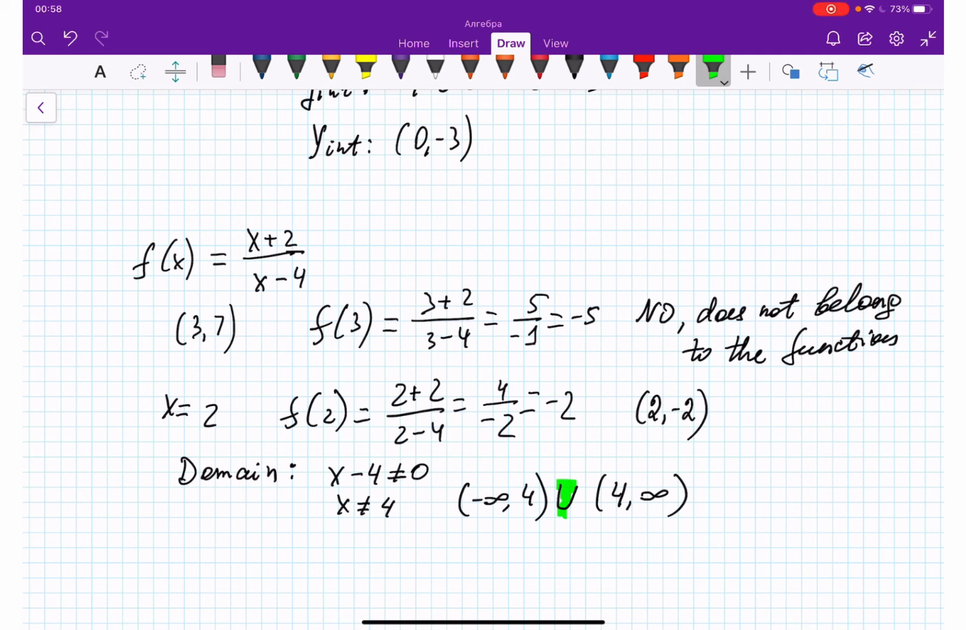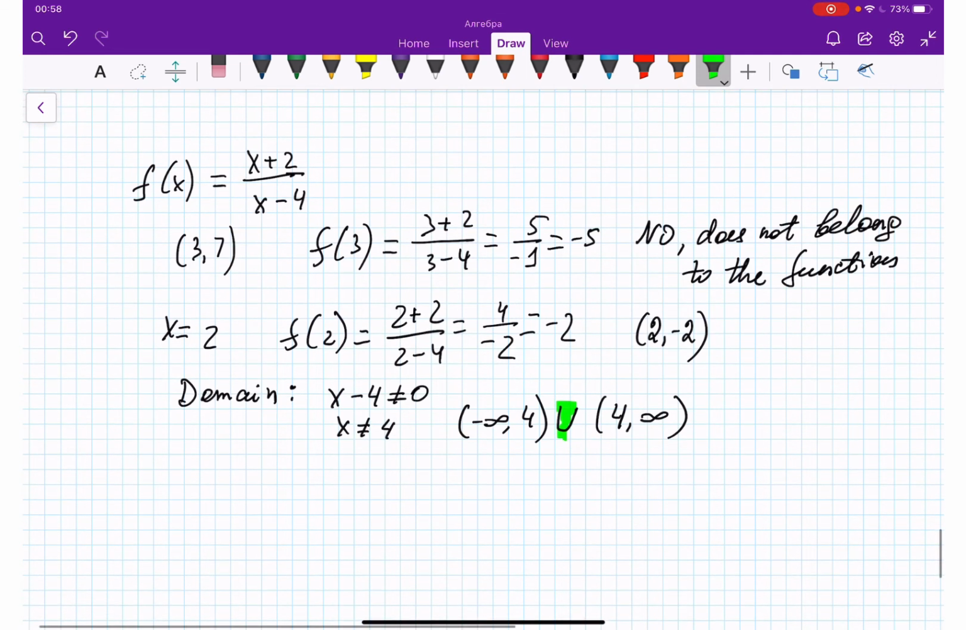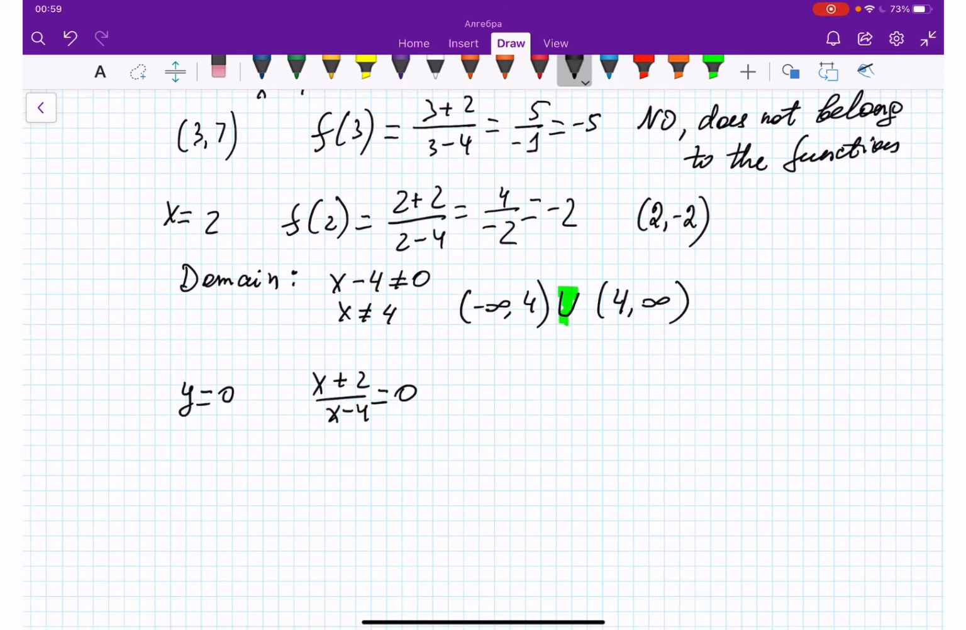All right, next question. Find the x-intercept and y-intercept. To find the x-intercept, we take y equal to 0, right? So y equals 0. We have (x plus 2) over (x minus 4) equal to 0. Since x minus 4 cannot equal 0, therefore x plus 2 is equal to 0, and x is equal to negative 2.